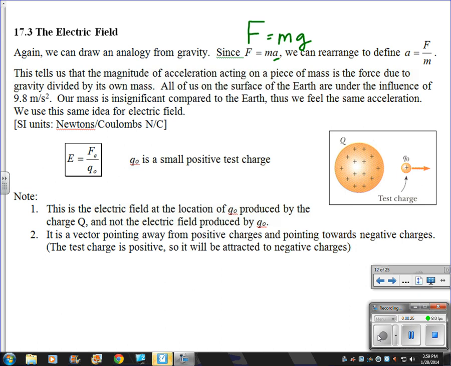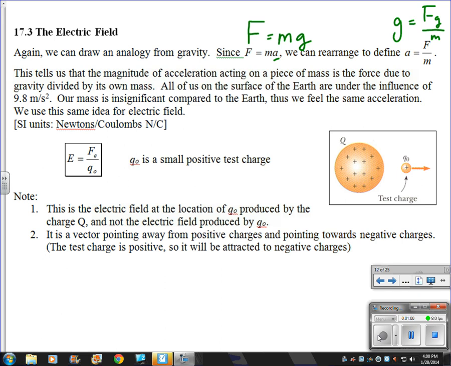for acceleration, g, and we can rearrange that to define acceleration as force divided by mass, or acceleration of gravity equals the weight of an object divided by its mass. And this is a measure of the Earth's gravitational field strength. It tells us the magnitude of acceleration acting on a piece of mass is the force due to gravity divided by its own mass. All of us on the surface of the Earth are under the influence of 9.8 meters per second squared. Our mass is insignificant compared to the Earth, so we all feel the same acceleration.